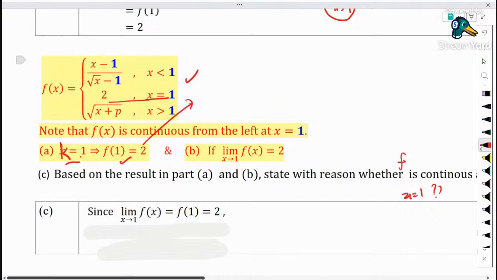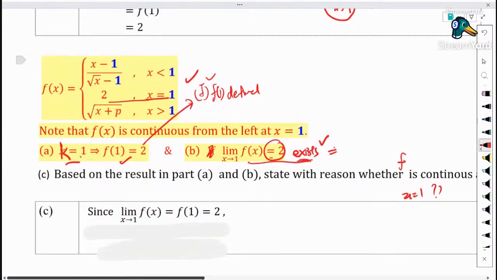So from here, we see that f(1) is defined. So condition number 1 for continuity is fulfilled. Then part B, according to the question, says that if this limit exists, so it exists. So it automatically fulfills condition number 2. And the limit here equals 2. In other words, the limit as x approaches 1 of f(x) equals 2, which also implies that the limit exists.